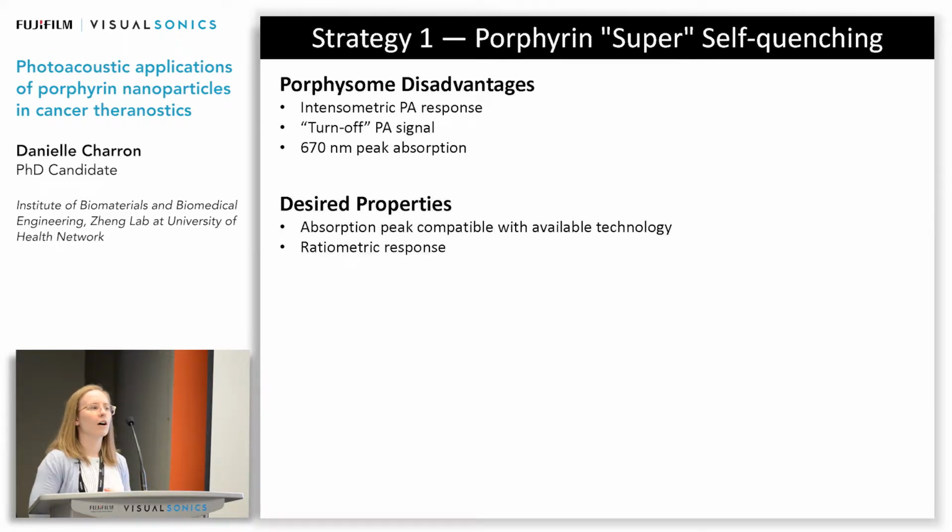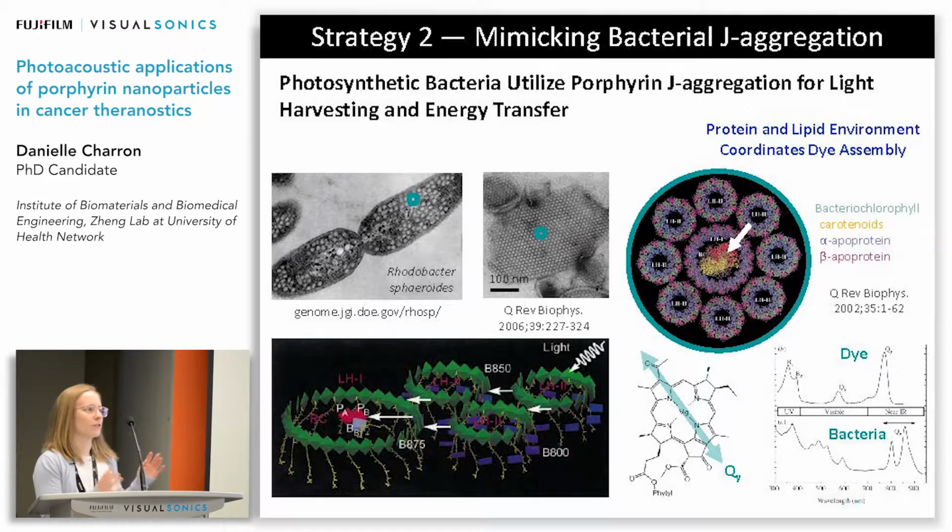It's also not a great platform for us to start moving into photoacoustics, because it's an intensimetric photoacoustic response and it's a turn-off response. So if we're going to start getting into the photoacoustic arena, what we need to do is shift the photoacoustic signal over and also create some sort of ratiometric signal. So this leads me to strategy 2.